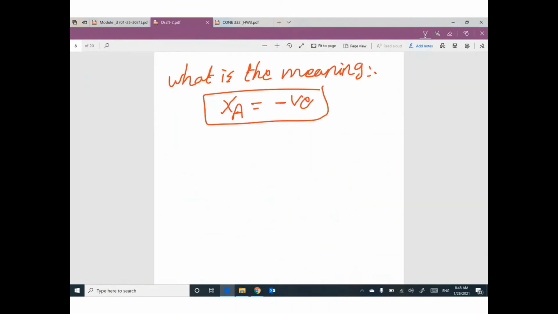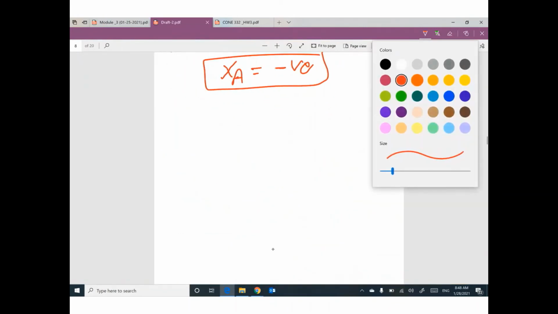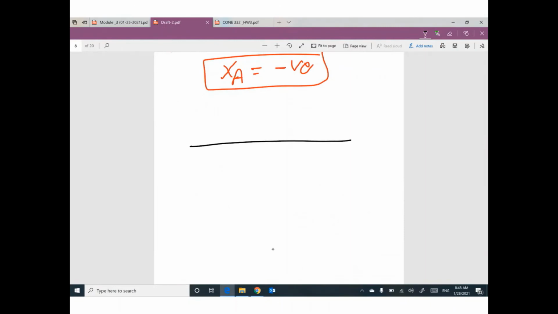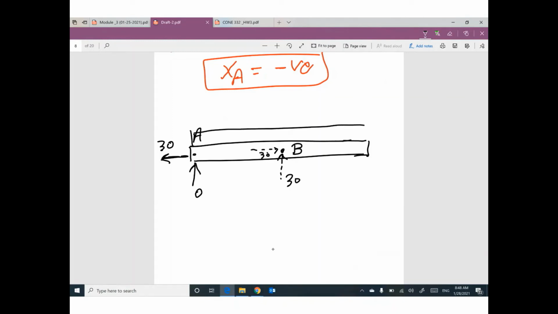So finally, this problem became like this. Here is point B. Here is point A. We have vertical reaction equal 0. We have horizontal reaction like this equal 30. At point B, we have two components, one vertical equal 30, one horizontal equal 30. And we have a uniform distributed load, 5 kilonewton per meter.